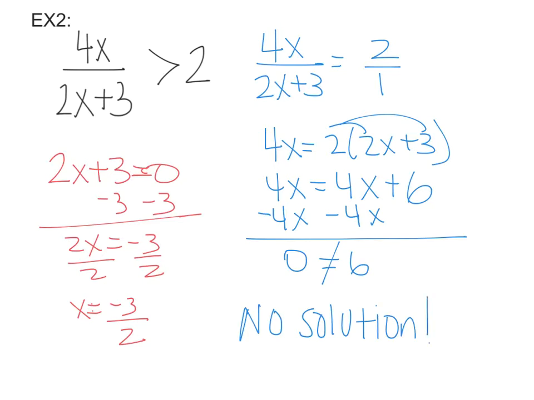If I ended up getting a true statement, like let's say 6 equals 6, that would mean that every value works. That's like when we've talked about polynomial identities. That's like when we get the same thing on both sides, that means any value of x works. That means it's an identity.